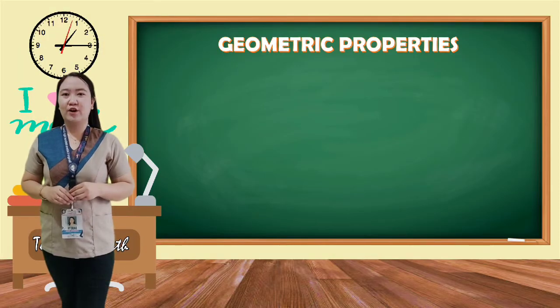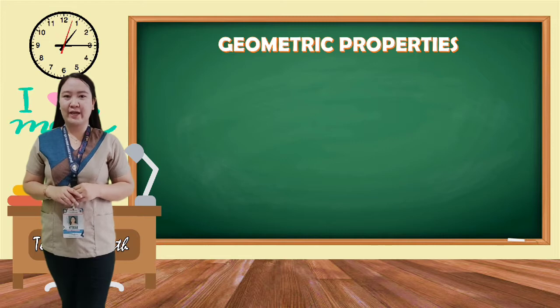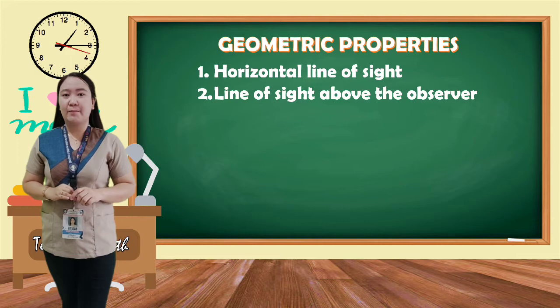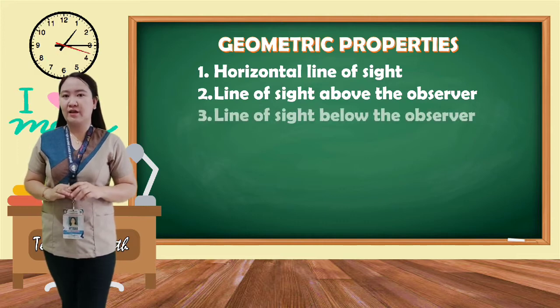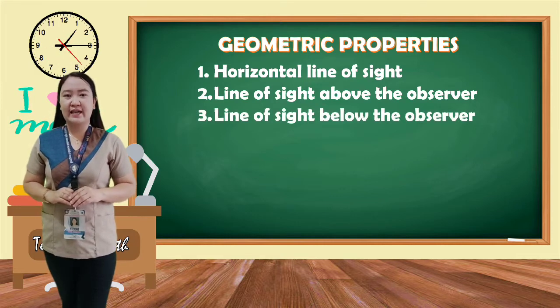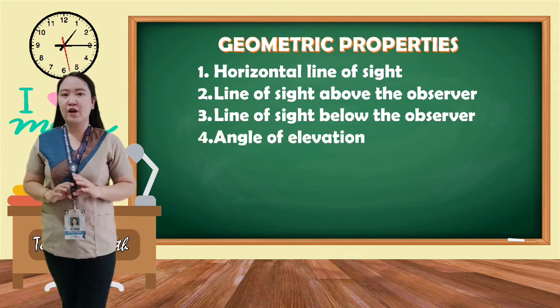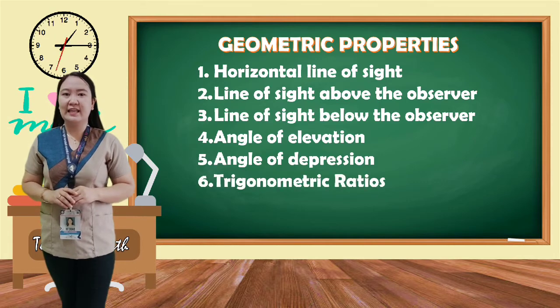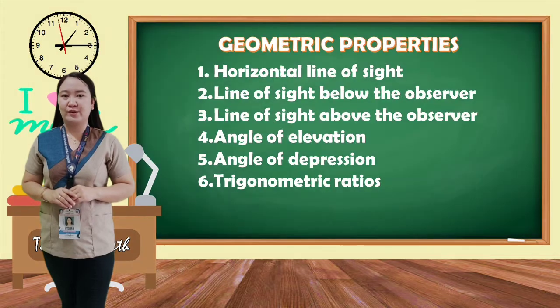To be able to solve problems involving right triangles, we must recall our previous lesson. First, the horizontal line of sight. Second, line of sight above the observer. Third, line of sight below the observer. Fourth, angle of elevation. Fifth, angle of depression. And lastly, the trigonometric ratios.